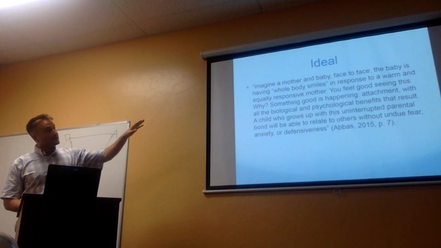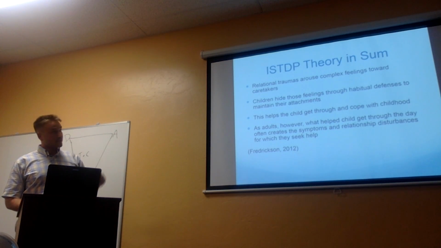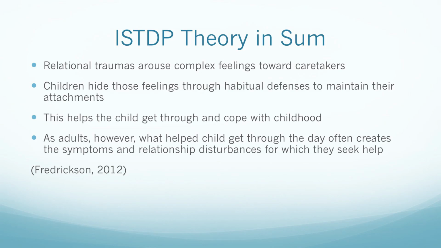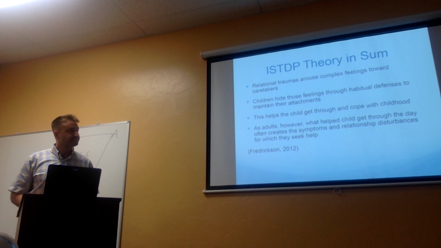Same with theoretical underpinnings, but I can just summarize the theory. Essentially, it derives from attachment theory. Here, relational traumas arouse complex feelings towards caretakers. Relational traumas mean anything from abuse and neglect to just misattunement. Children hide those feelings through habitual defenses to maintain their attachments. This helps them get through childhood, but again, as you pointed out, Laura, it tends to be what brings them to therapy and creates the symptoms.